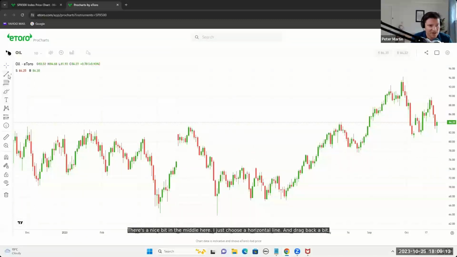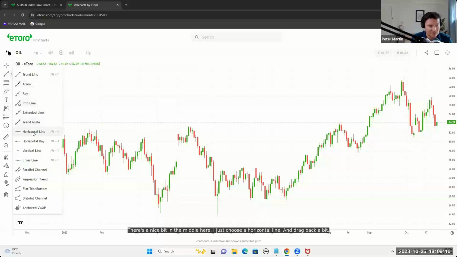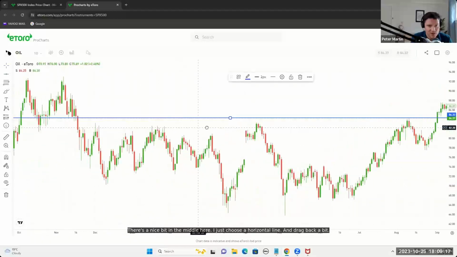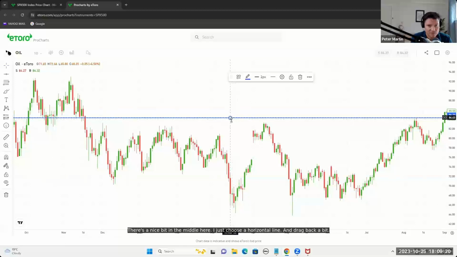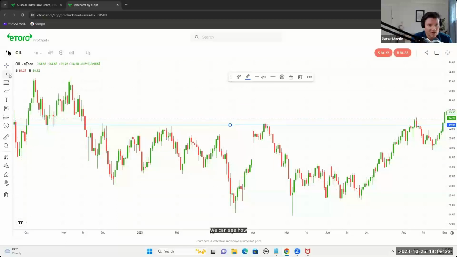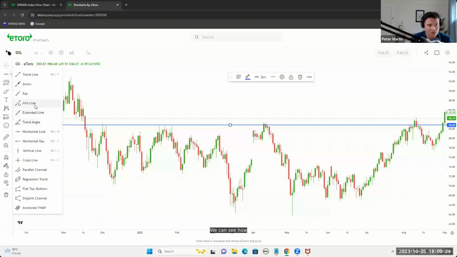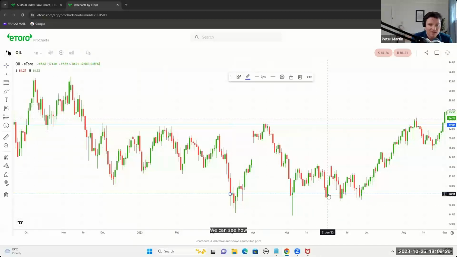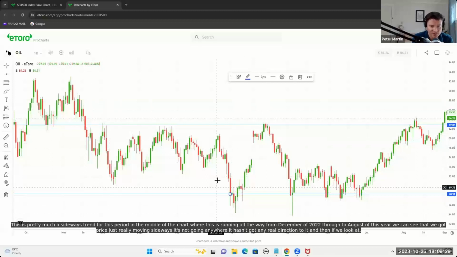If we look at another market, let's say the price of oil, there's a nice bit in the middle here. If I just choose a horizontal line and drag back a bit, we can see how this is pretty much a sideways trend for this period in the middle of the chart. This is running all the way from December of 2022 through to August of this year. We can see that we got price just really moving sideways. It's not going anywhere. It hasn't got any real direction to it.